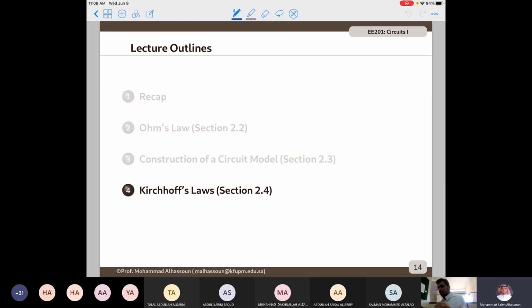This lecture is one of the very fundamental lectures in this course because we covered Ohm's law, and in a few minutes we're going to cover Kirchhoff's law. If you master Ohm's law and Kirchhoff's law, you should get an A+ in this course. Yes, Ziad.